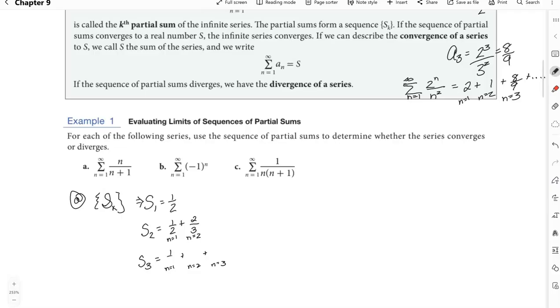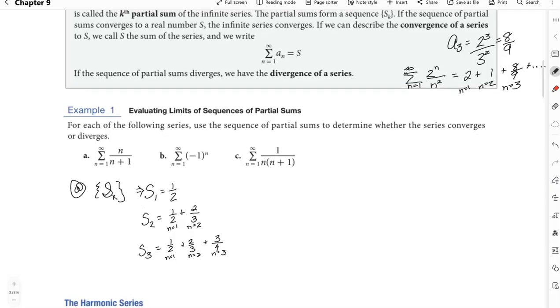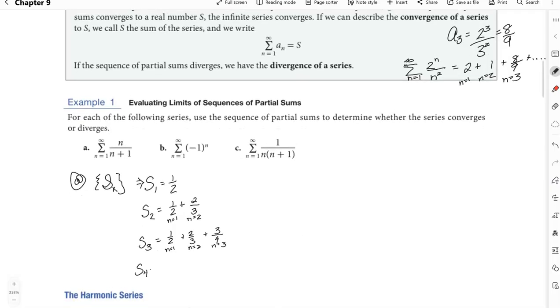When I plug in 1, I'm going to get 1 half. When I plug in 2, I'm going to get 2 thirds. And when I plug in 3, I'm going to get 3 over 3 plus 1, which is 4. And then we'll look at that fourth partial sum. So we're plugging in 1, 2, 3, and 4. When we plug in 1, we get a half. When we plug in 2, we get 2 thirds. When we plug in 3, we get 3 fourths. And when we plug a 4 in, we're going to get 4 over 5.